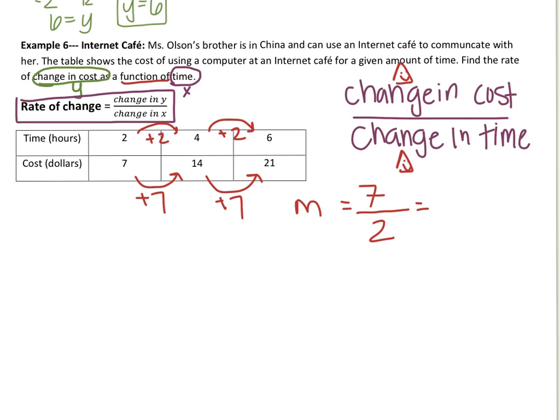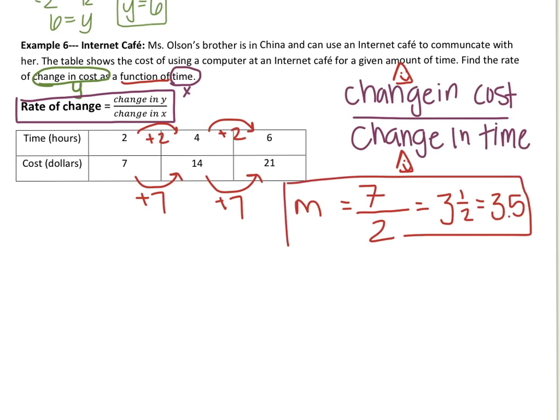If you would like to, that is an improper fraction, so you can write it as a mixed number. How many times does 2 go into 7? That's 3, so 3 and a half. That means for every hour, it's going to cost my brother $3.50 to use the internet cafe and communicate with us. So in this case, it is 3.5. I know some of you really like decimals, so yes, 3.5. All of those would be fine.